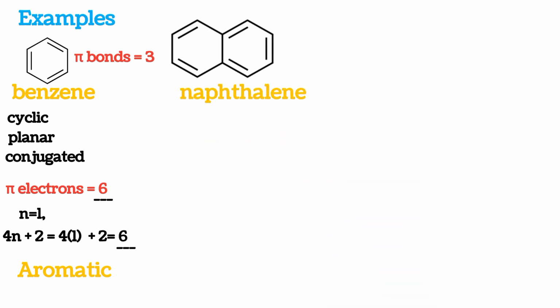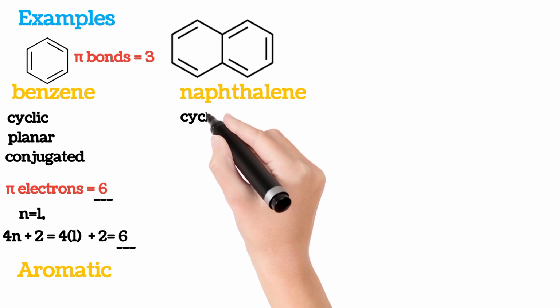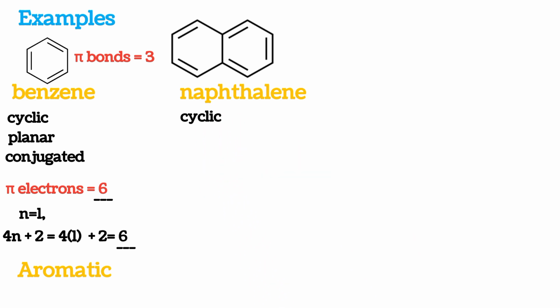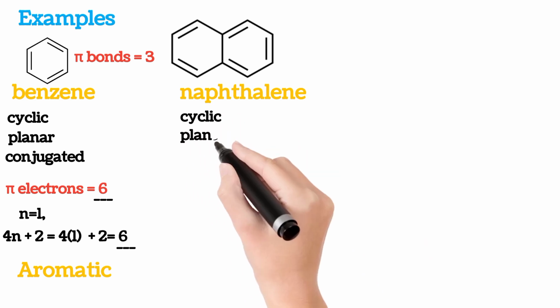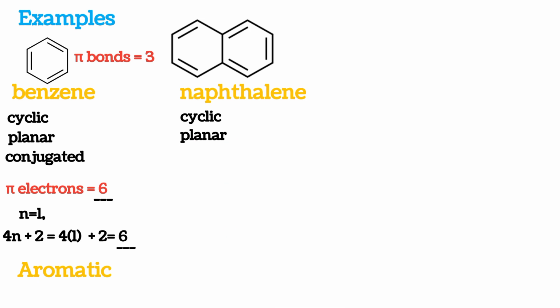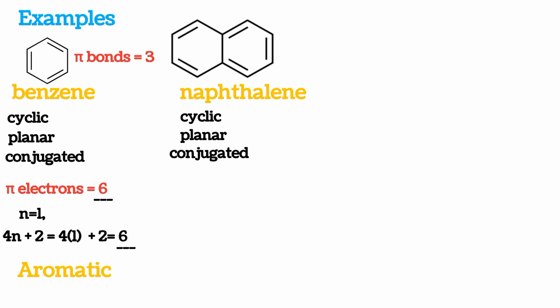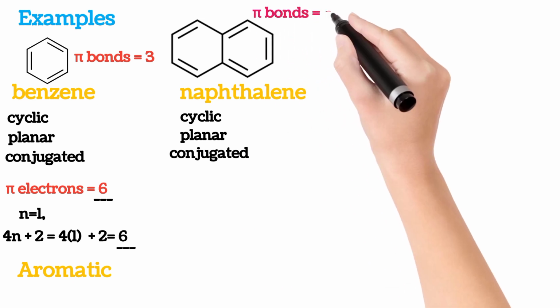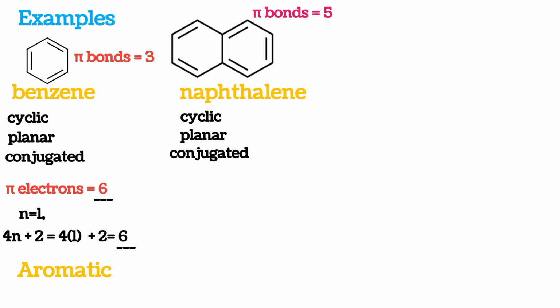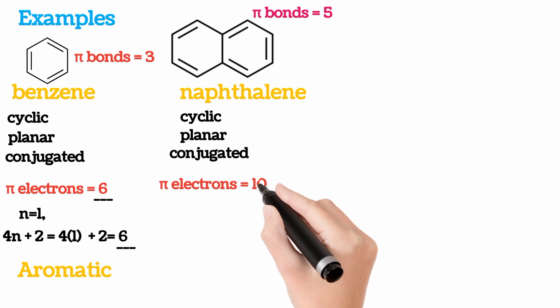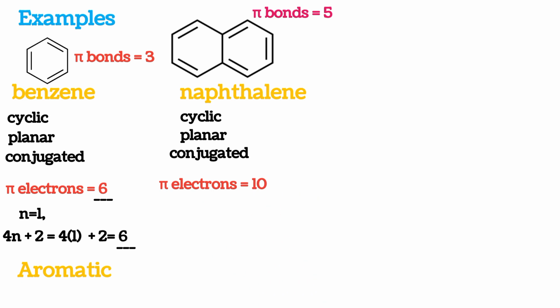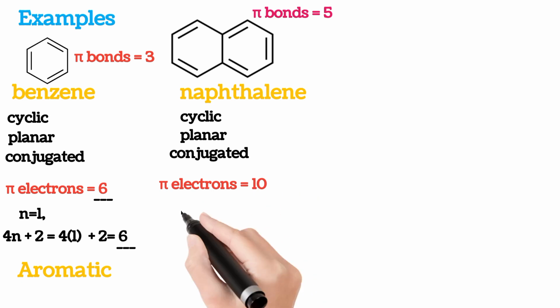Naphthalene. Naphthalene is cyclic. That is one condition for aromaticity. It is planar because all the carbons are sp2 hybridized. And then the bonds are conjugated: a double bond followed by a single bond and a double bond. The total number of pi bonds is equal to 5. That is the 5 double bonds there, and that means that the number of pi electrons is equal to 10. 5 times 2 will give you 10.